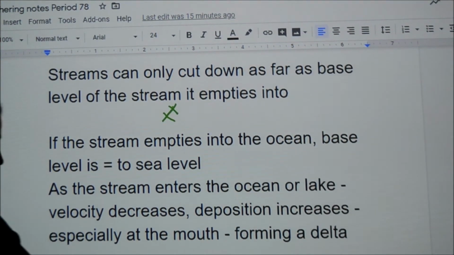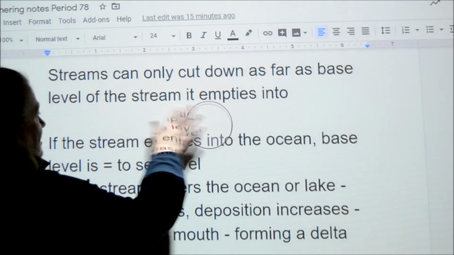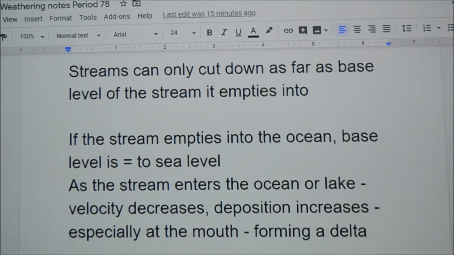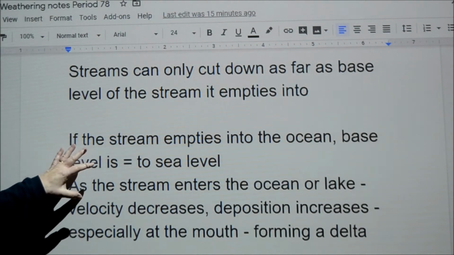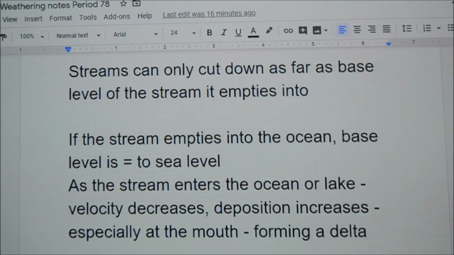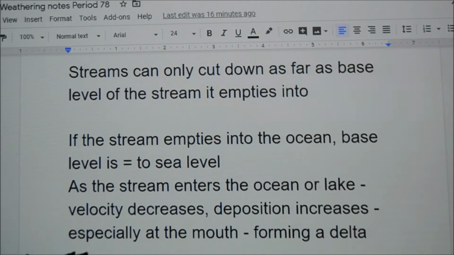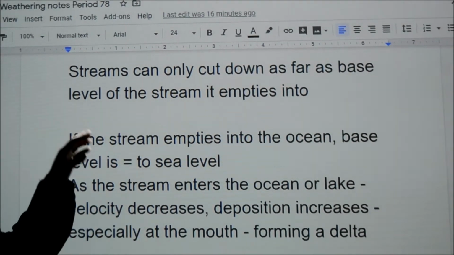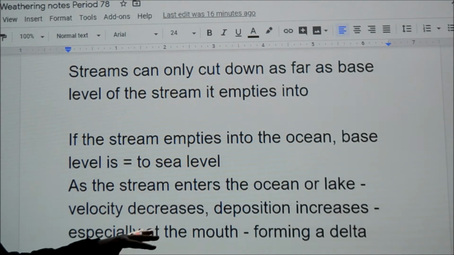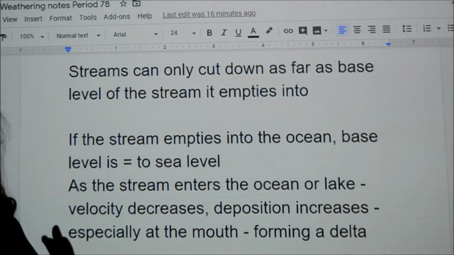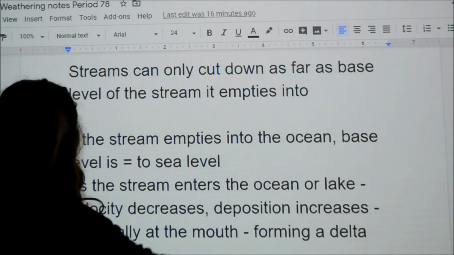With my stream, it can only downcut as far as the base of the river or stream is going to flow into or empty into. If my stream's going to empty into the ocean, it can only cut down to sea level. Now, reminder, as my velocity decreases, I can't carry those larger particles. I can't carry as much, so I start depositing. That is going to greatly slow down when my river enters that quiet body of water, be it a lake or be it an ocean. I'm going to form my delta.